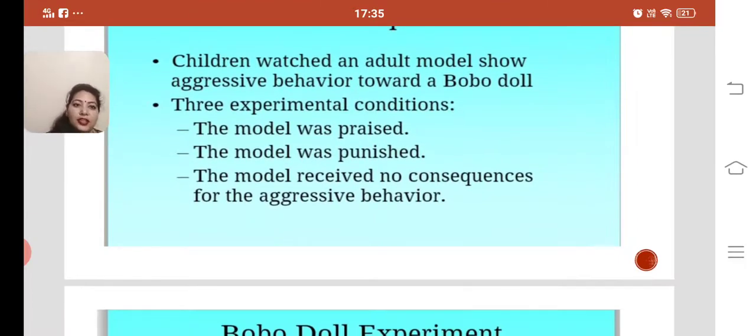Here, children watched an adult model who showed aggressive behavior towards a Bobo doll. There were three experimental conditions. In the first, the model was praised for his aggressive behavior towards the Bobo doll. In the second condition, the model was punished for showing the aggressive behavior. And in the third condition, the model received no consequences for his aggressive behavior. So here three conditions were given.